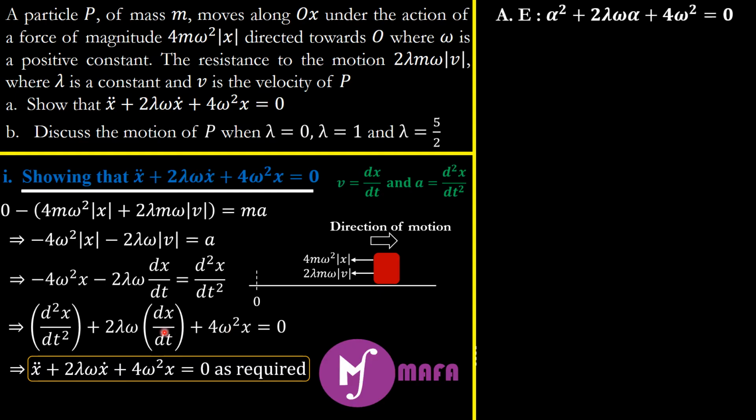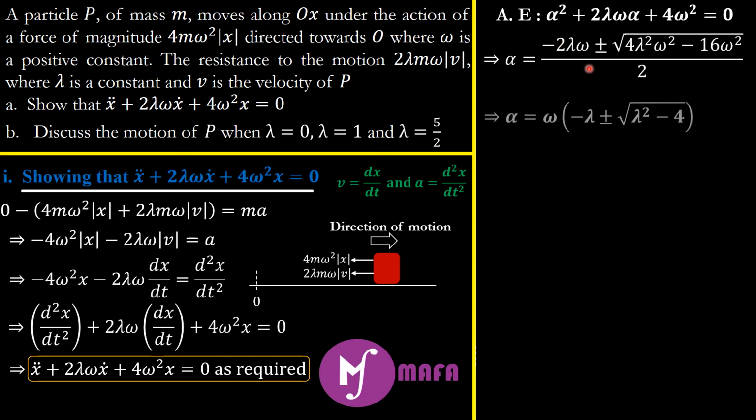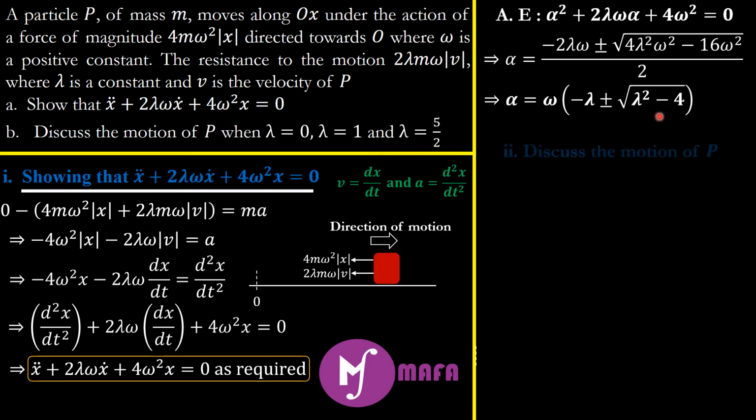We choose a parameter alpha, so this term here becomes alpha squared plus 2 lambda omega. This term becomes alpha plus 4 omega squared, and this term here becomes alpha to the power 0, which is simply 1. So we have our auxiliary equation to be this. Now we need to solve for alpha because it is a quadratic equation. We use the quadratic formula and simplify, and we get our alpha to be omega into negative lambda plus or minus the square root of lambda squared minus 4.